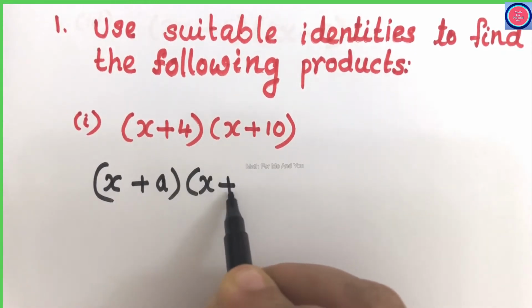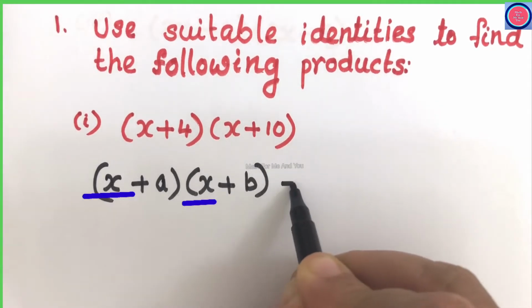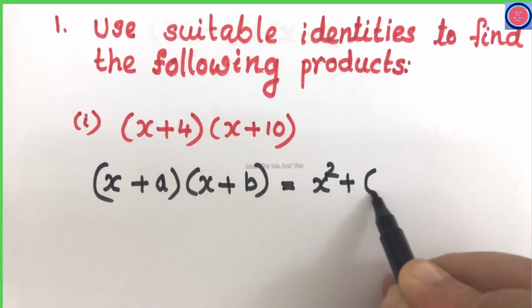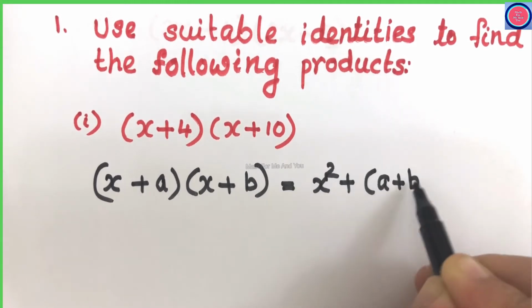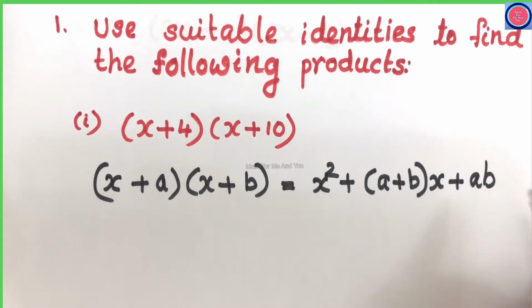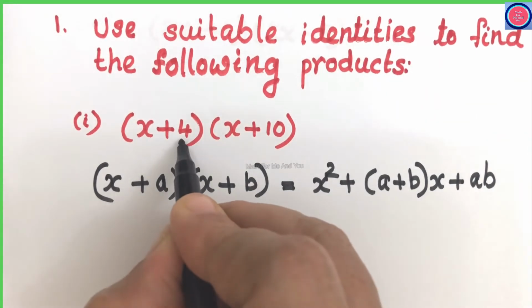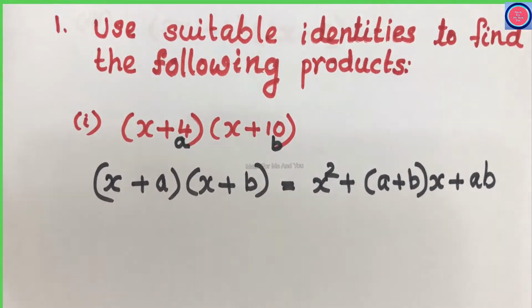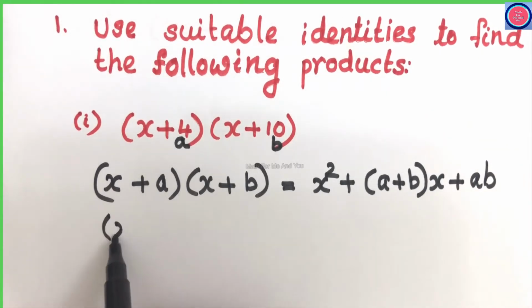See, the first term x in both the brackets is the same. Second terms a and b, they are different. What is the answer we get when we multiply these two? We get x square plus a plus b times x plus ab. When we compare the identity with the given question, we can see in place of a the number is 4 and in place of b the number is 10. The first term is x itself. It's not necessary that the first term is always x. The only condition is the first terms in both the brackets must be same.